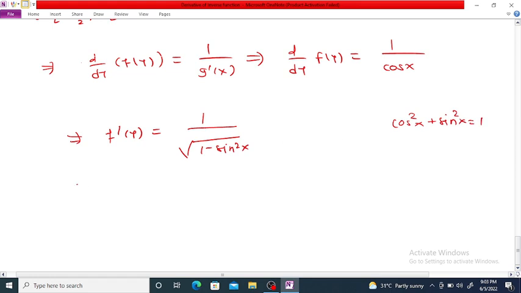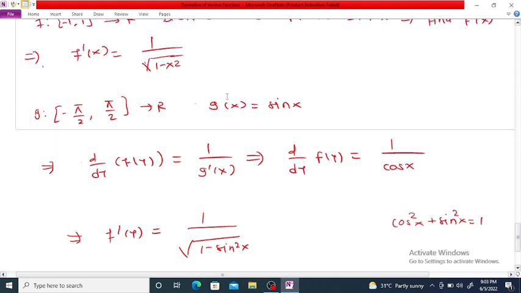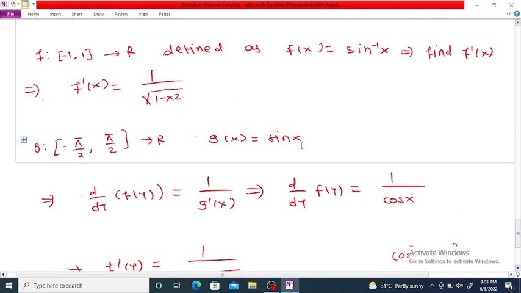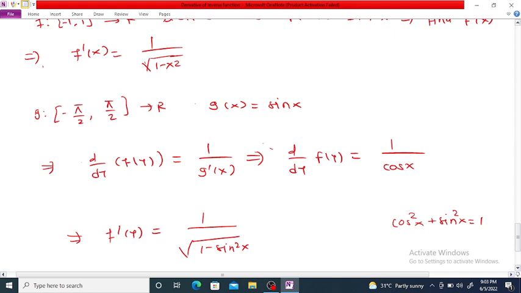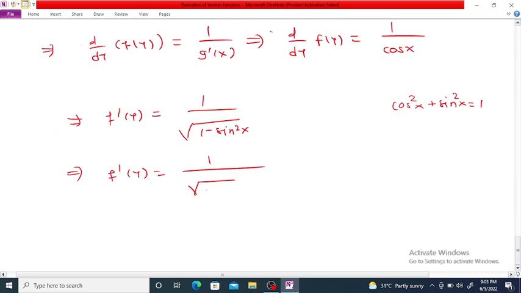So by using this formula, what is f dash of y here? f dash of y is equal to 1 divided by square root of 1 minus sine square x. Now sine x is equal to g of x, and since they are inverses of each other, this is nothing but y. So f dash y, that is, the derivative of sine inverse y, is equal to 1 divided by square root of 1 minus y square.